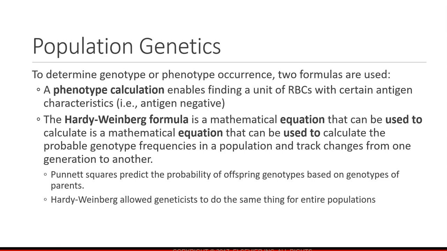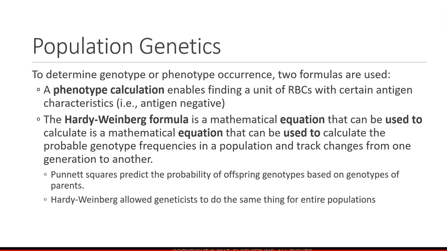Population genetics is a very important tool in our toolbox in the blood bank. To determine the genotype or phenotype occurrence within a population, two formulas are used. One is a phenotype calculation. This is the one that we use all the time in the blood bank. This enables us to find a unit of red cells with certain antigen characteristics, for example, antigen negative.